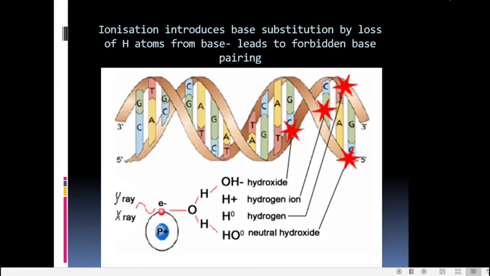The second mechanism that leads to substitution mutation is ionization. Ionization is a phenomenon in which there is loss of hydrogen atoms from the base. These ionized bases also enter into forbidden base pairing, just as we saw in tautomerization. This in turn leads to base pair substitution during the next replication, exactly as we saw in tautomerization. These base pair substitutions are usually transitions, that is, a purine replaced by a purine or a pyrimidine replaced by a pyrimidine.